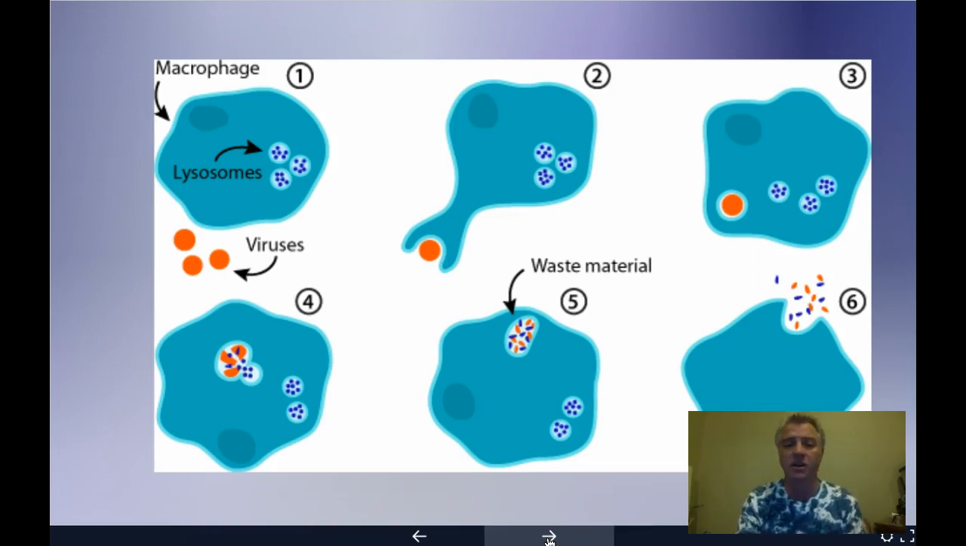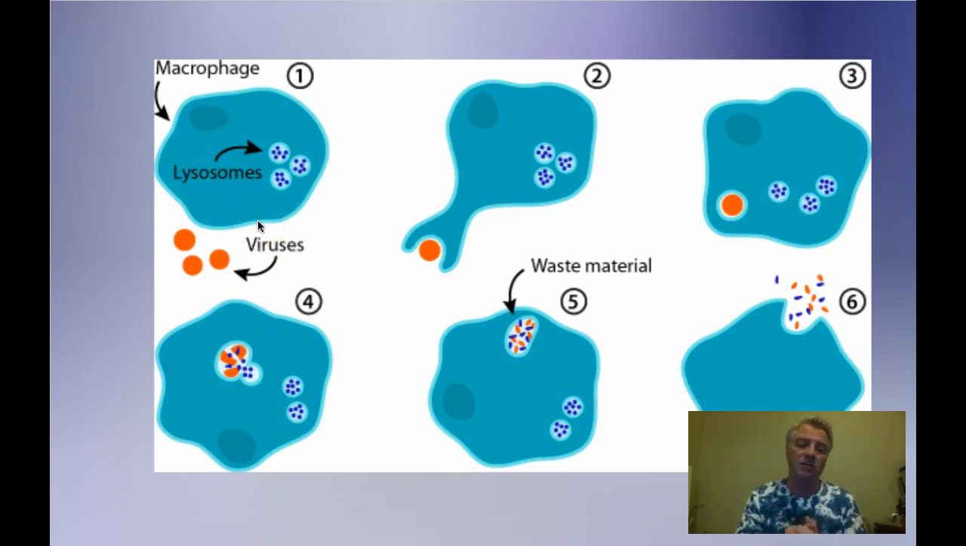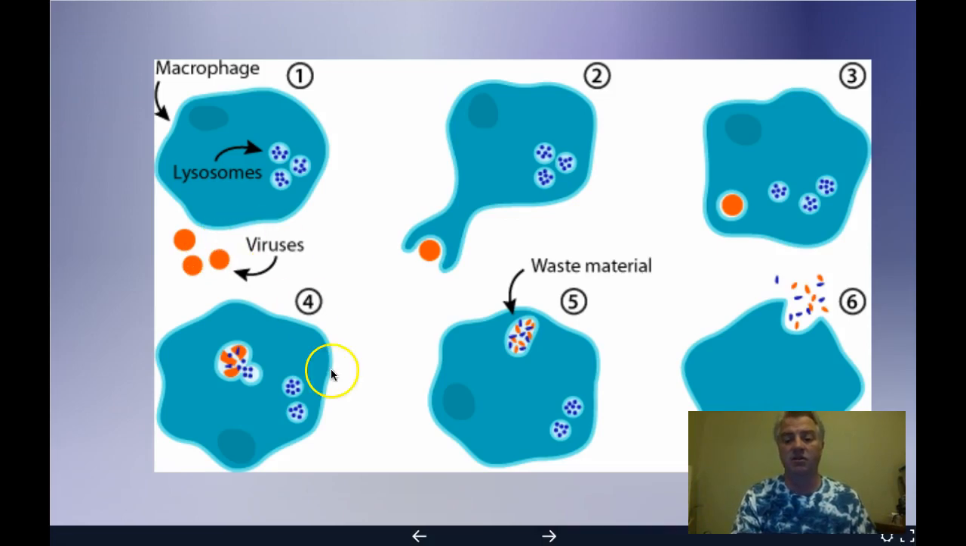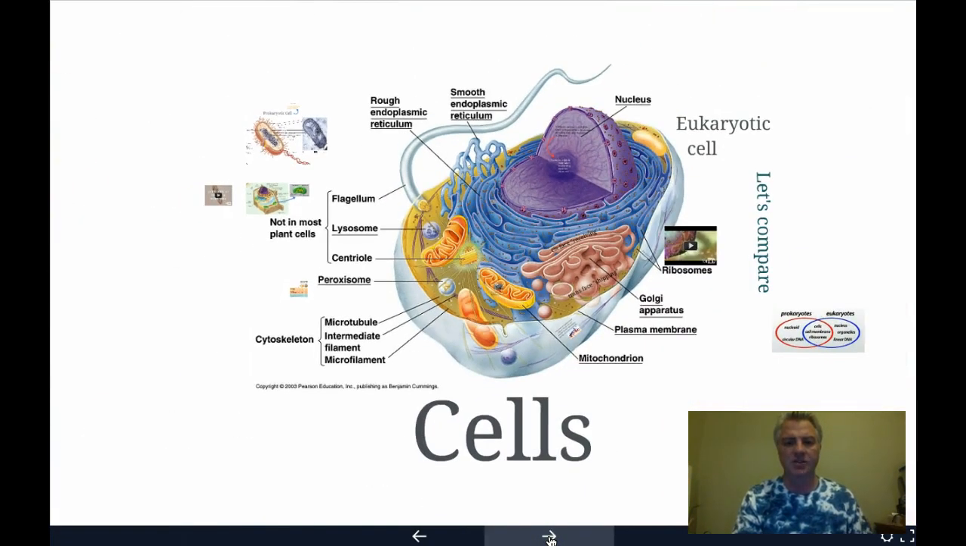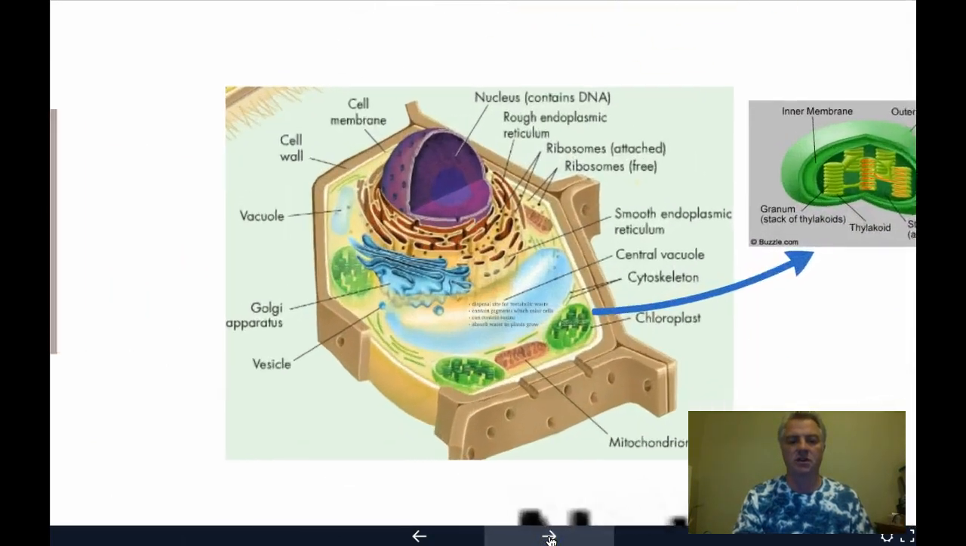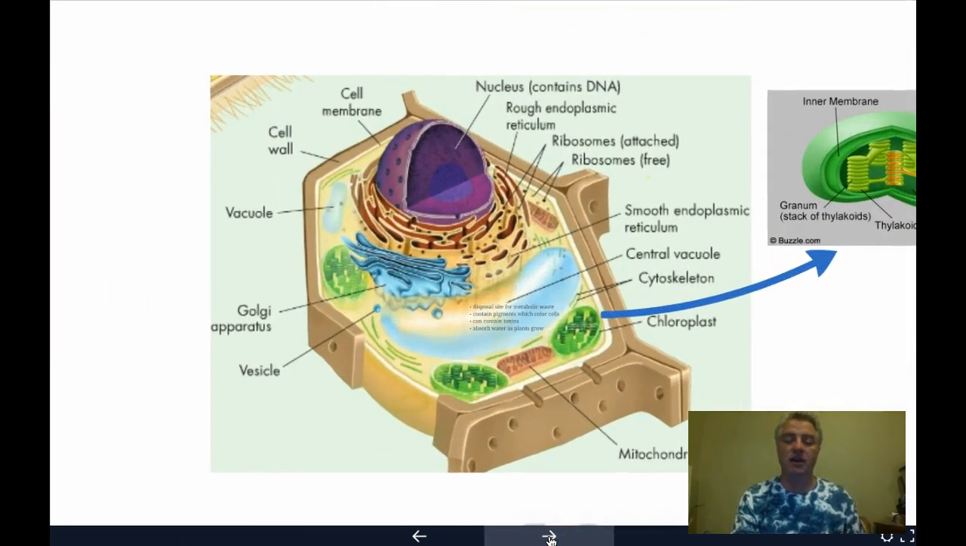So here, if you look, the macrophage is going to have those lysosomes inside it. They will then engulf a virus or a bacteria, and that bacteria or virus gets inside of its cell body, and it will fuse with those lysosomes, and they'll break it down to just the raw materials and release them outside the cell so that they're no longer any danger to any other cells in the body. Again, those are lysosomes.